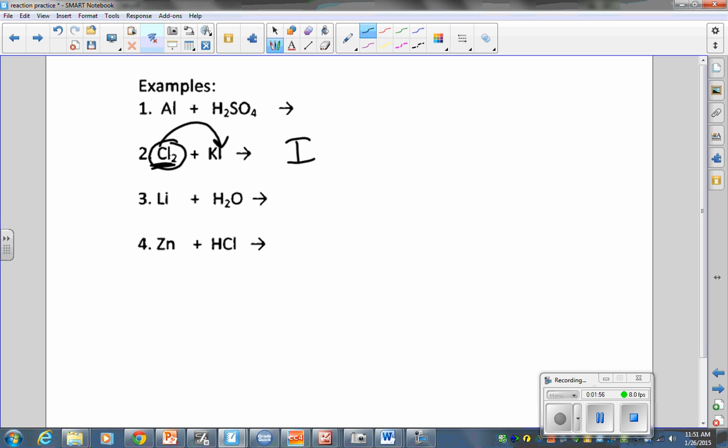So I write I2. That means I'm putting together, again, the metal. I always write the positive one first so you don't forget. The charge on Cl is negative. Crisscross the two of them, I get KCl. That's your completed reaction.